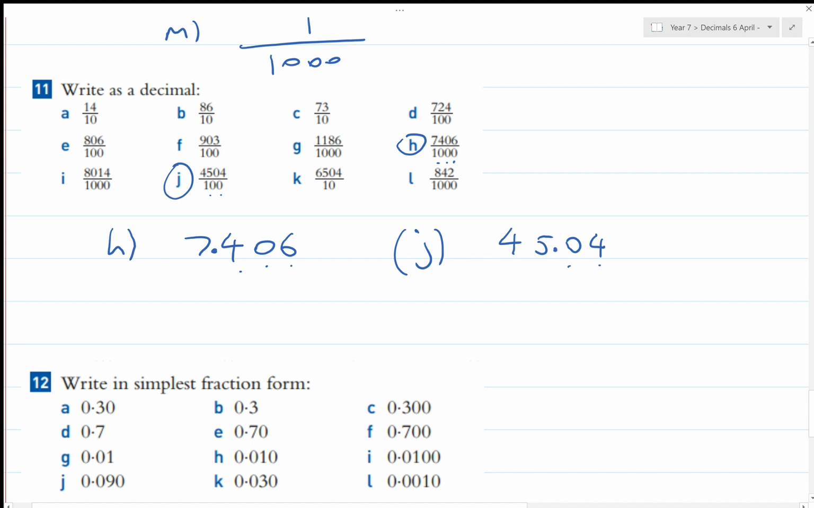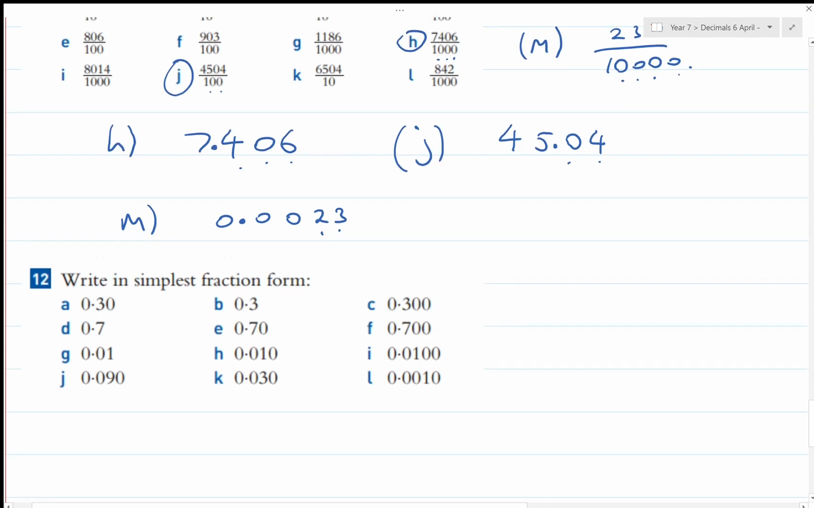Can do another special one. So, I write down the number 23. There are 1, 2, 3, 4 zeros. So we must need 1, 2, 3, 4 numbers, and then the decimal point goes there. So I have to add some zeros in.